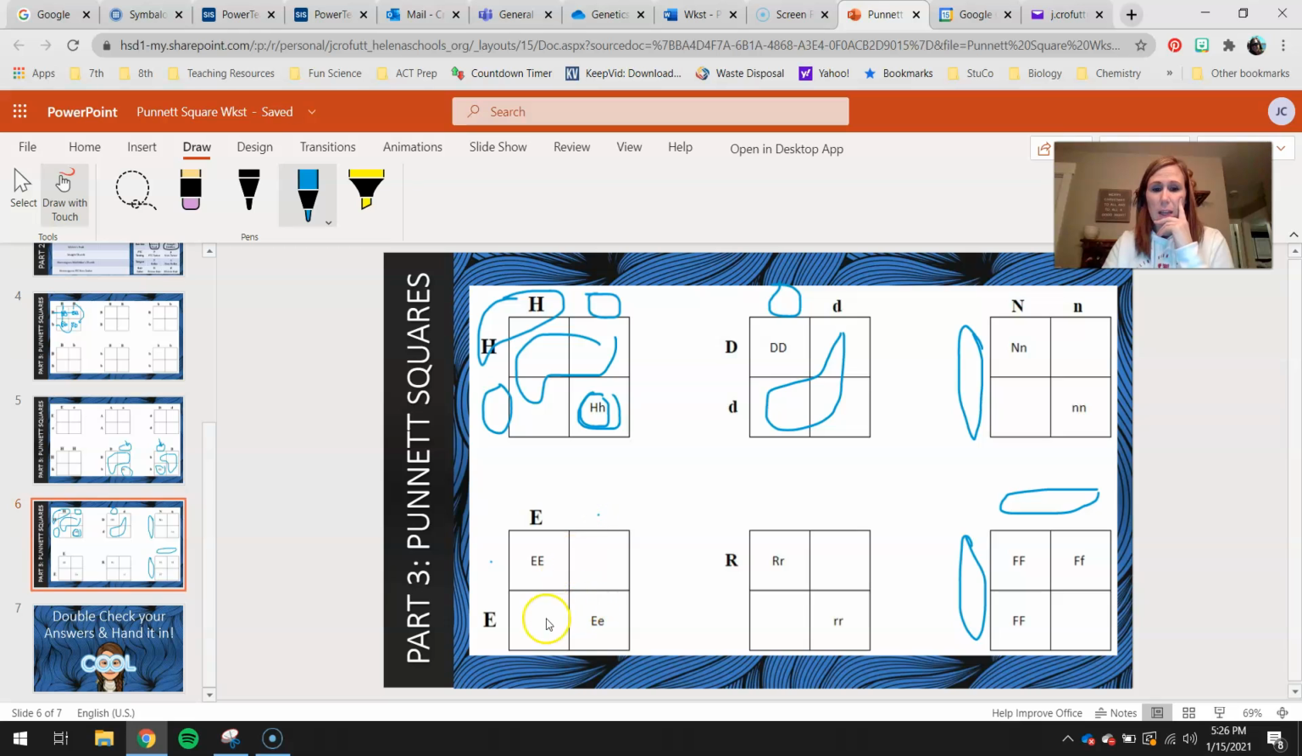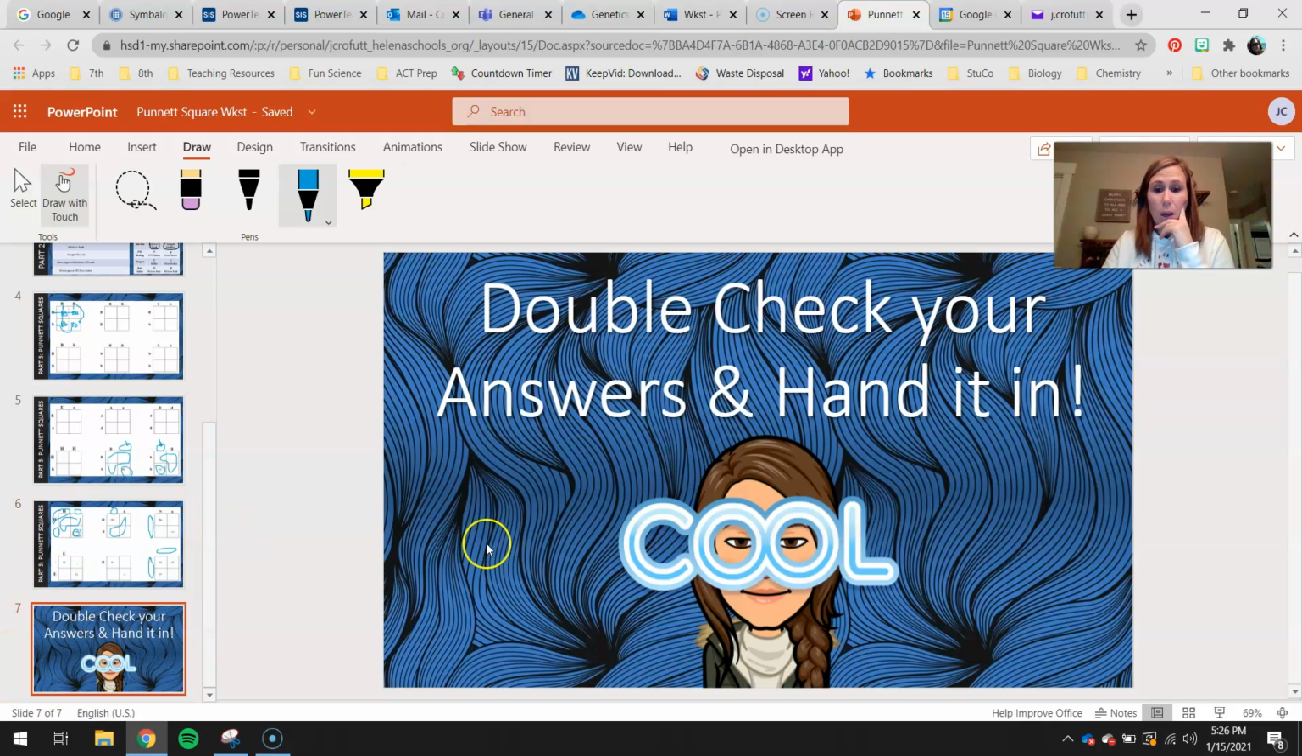If you notice letters missing on the outside, make sure you get those, and obviously all the letters or genotypes that you're missing on the inside, make sure you get those. Okay, if you have any questions, let me know.